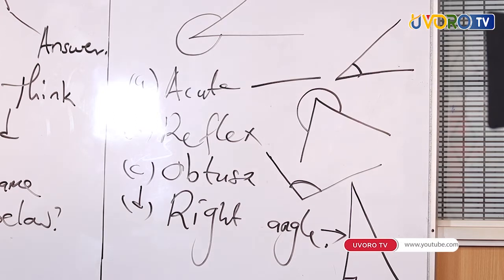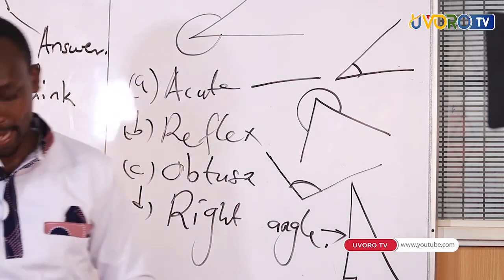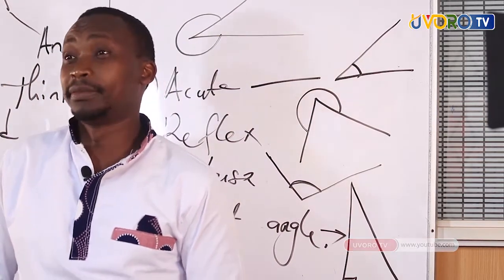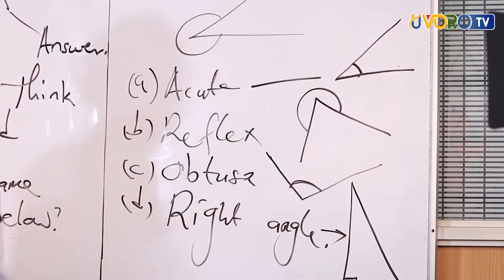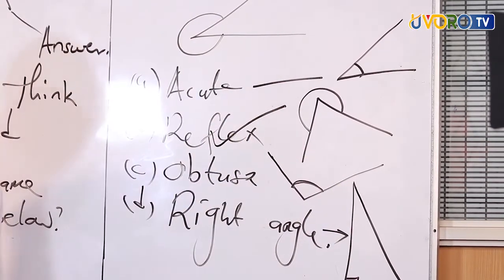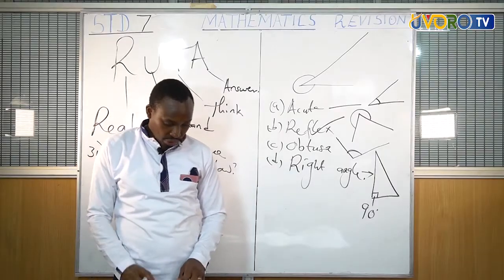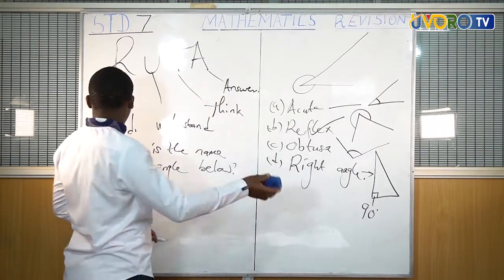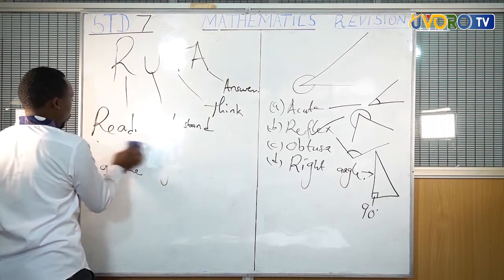What is the answer to that question? What is the name of that angle drawn there? Yes, very good. This is a reflex angle. Now, let's continue. Question number 32.